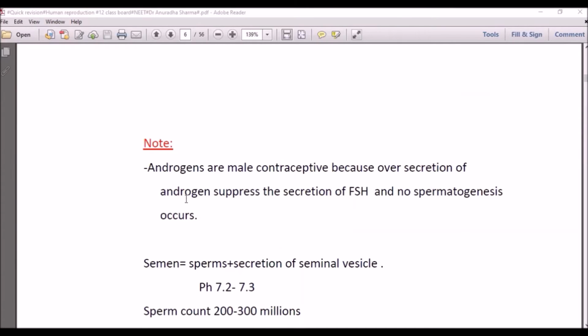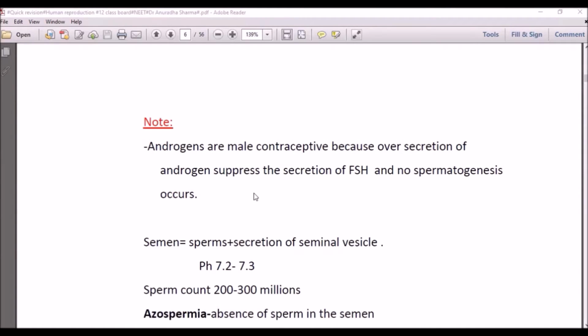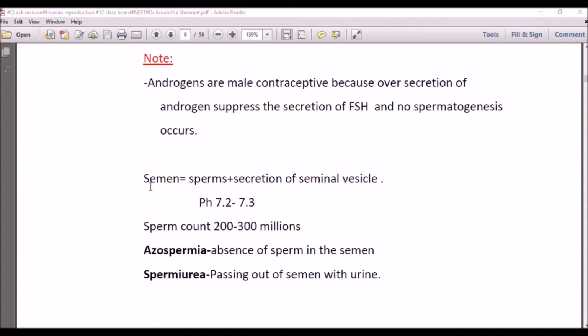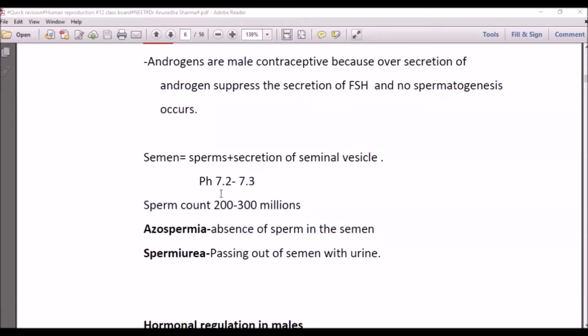Now an important thing is that we should know that these androgens are the male contraceptive, and over-secretion of androgen suppresses the secretion of FSH and no spermatogenesis will occur. So these androgens function as male contraceptive. Now another point is that we should know that semen contains sperms and secretion of seminal vesicle. So semen is a combination of sperms plus this seminal vesicle secretion. And pH of semen is 7.2 to 7.3.